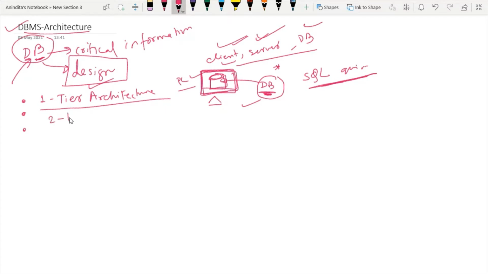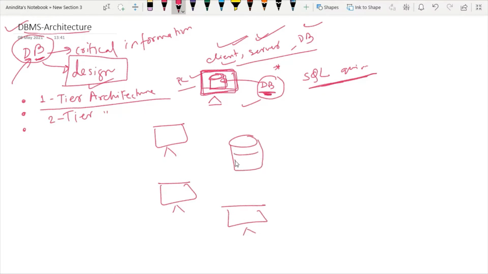Now, the second category is known as two-tier architecture. Consider we have several client machines and one database. This is client 1, client 2, client 3, and they are accessing this database. Why is it two-tier architecture? Two-tier architecture means you have one presentation layer, the layer that runs on your personal PC.